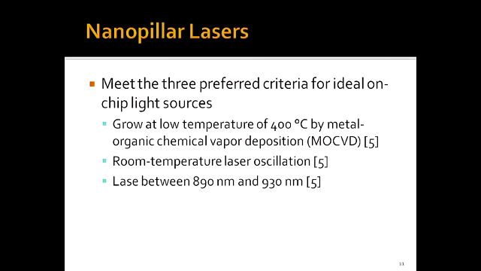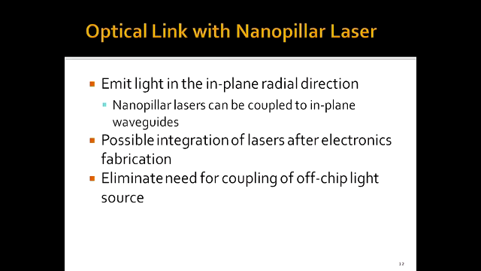So I was thinking that you could use a selective area growth method where you would use a film and specify the location of the growth of the nanopillar. So once you would be able to specify that, these nanopillars emit light in the in-plane radial direction. So other technologies that have already been developed are compatible with this, such as an in-plane waveguide.